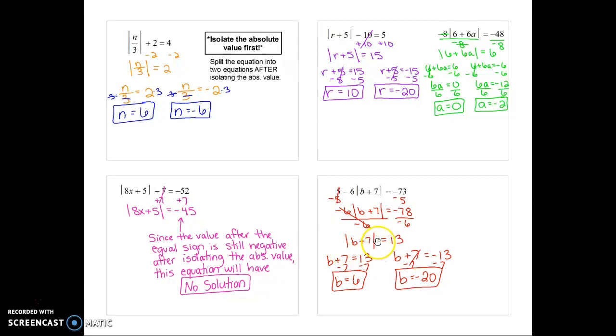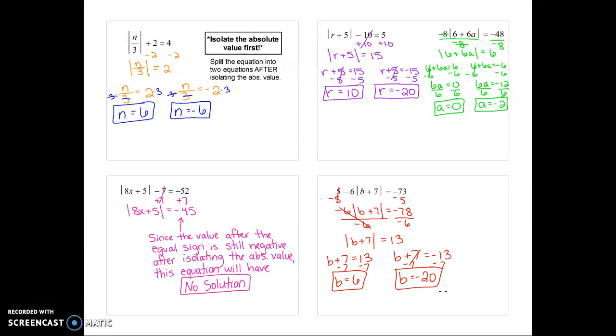Now again, remember, this is telling you that this distance from 0 is 13. So b plus 7 could be 13, or it could be -13. They both have the same distance from 0. Solve them both, just a one-step equation. You get b equals 6, or b could equal -20. So again, you have two answers.